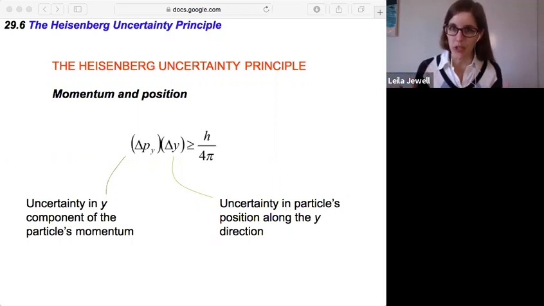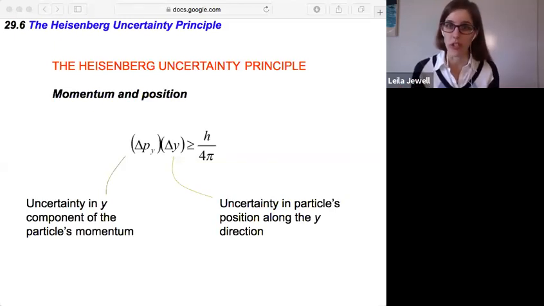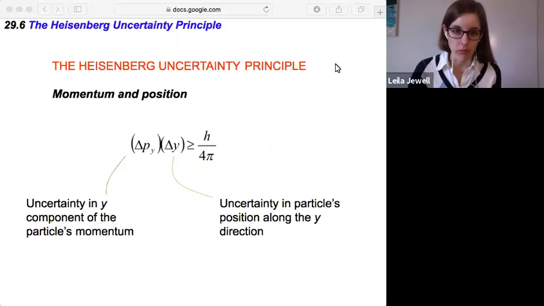This seems really strange, and part of it is because it only is really observed when things are really, really small. But let's take a look first at the Heisenberg Uncertainty Principle in greater detail. For momentum and position, it's written that the uncertainty in the y component of the particle's momentum multiplied by the uncertainty in the particle's position along the y direction must be greater than or equal to Planck's constant divided by 4 pi. A couple of things here.